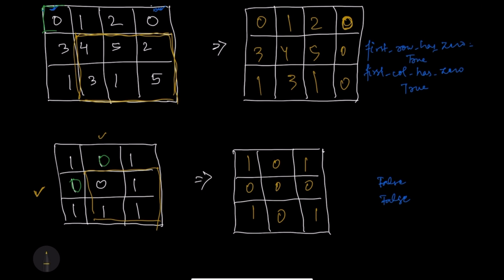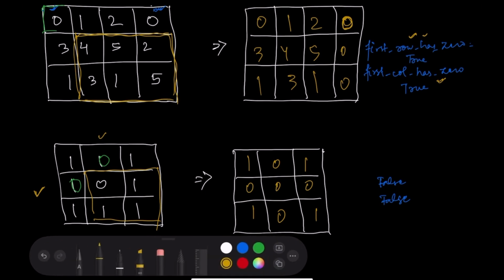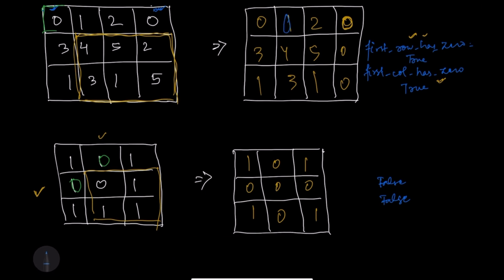Now our third step would be, as these are true, like our first row has 0 or our first column has 0, so we will update that first row completely as 0 if our first row has 0, and if our first column has 0, then we will be updating the cells of the whole first column to be 0. So now these would be 0 and we have got our output. So these are the four steps that we would be following to get the output.